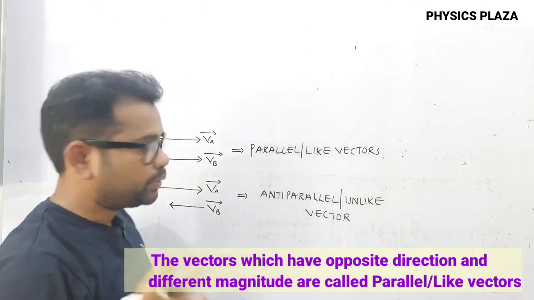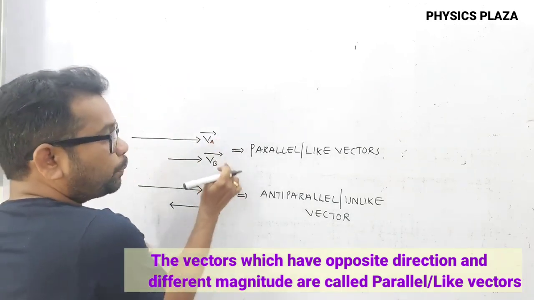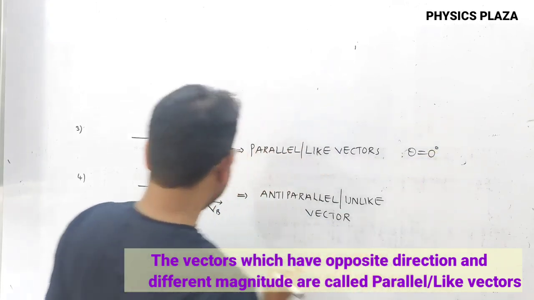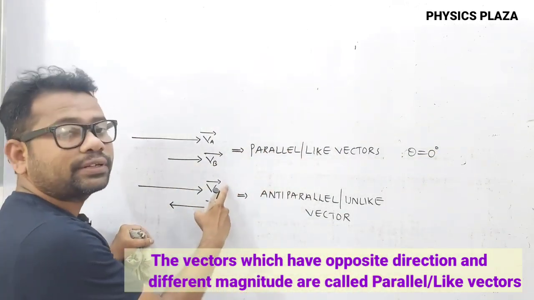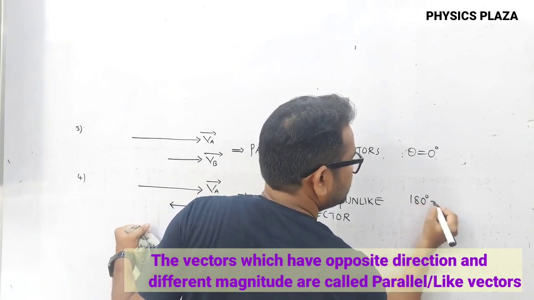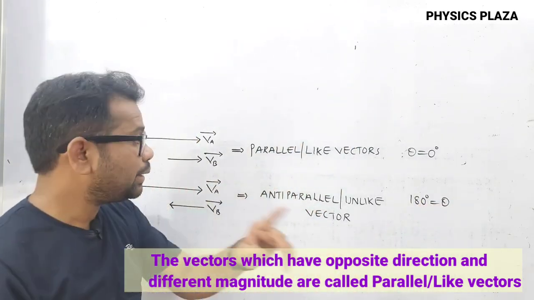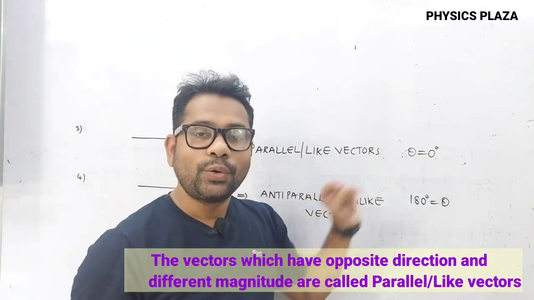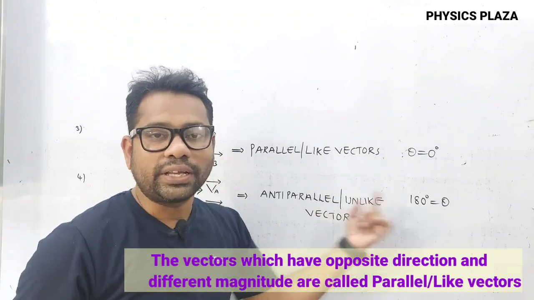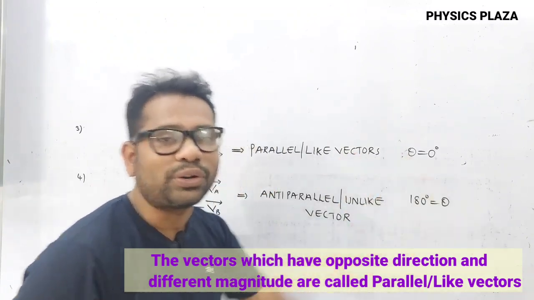Here, children, one important point to be noted. The angle between two parallel vectors is 0 degrees, whereas the angle between two anti-parallel vectors is how much? It is 180 degrees, this is theta. It's very important. So the angle between two like vectors is 0 degrees, whereas the angle between two unlike vectors is 180 degrees. Kindly note, this is a very important point.